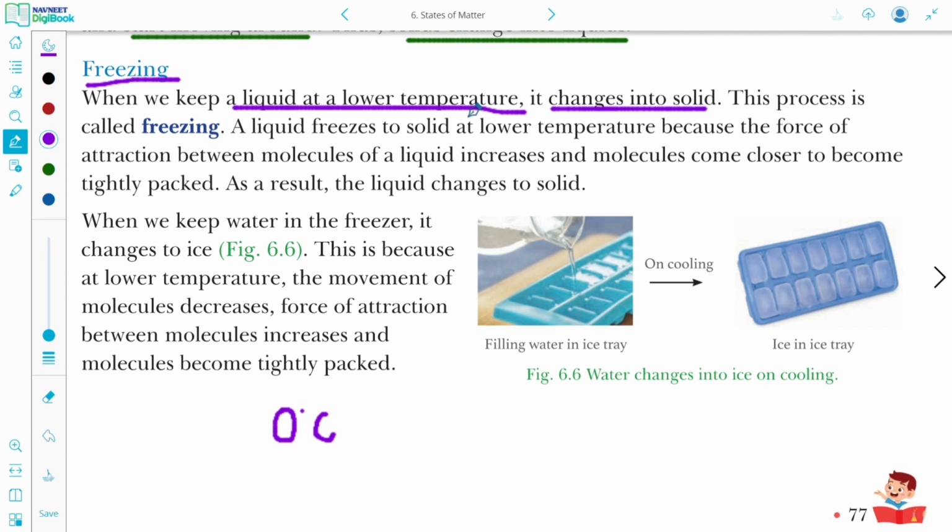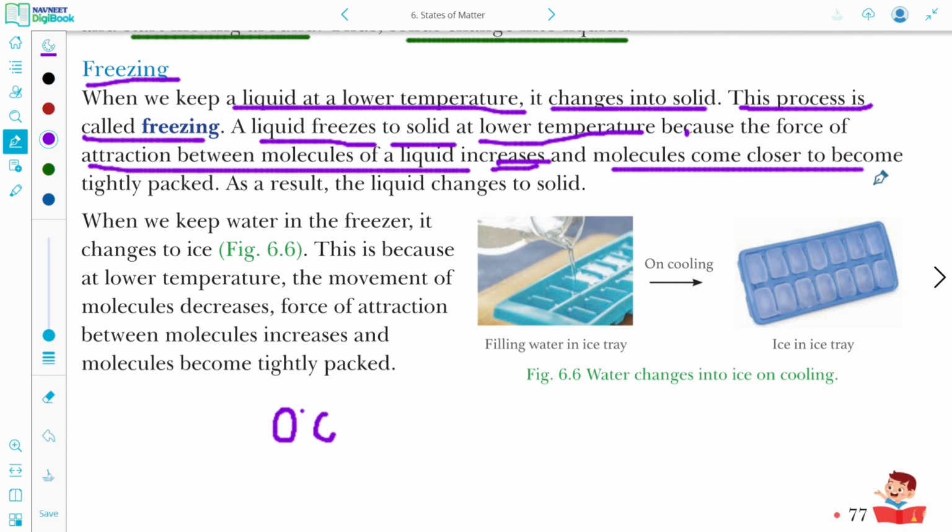When we keep a liquid at lower temperature, it changes into solid and this process is called freezing. A liquid freezes to solid at lower temperature because the force of attraction between the molecules of the liquid increases and molecules come closer to become tightly packed. And this results in the change of liquid state to the solid state.